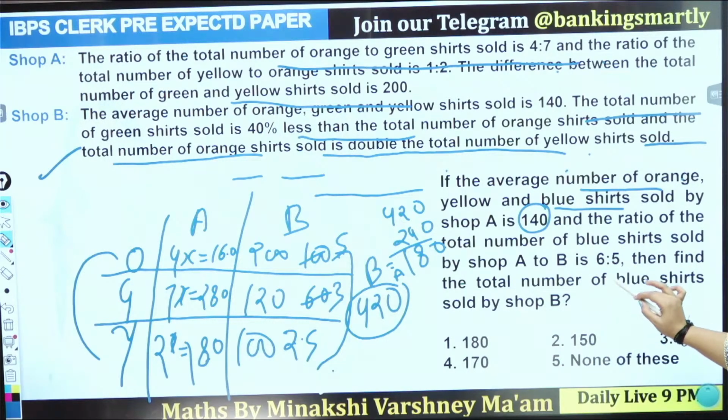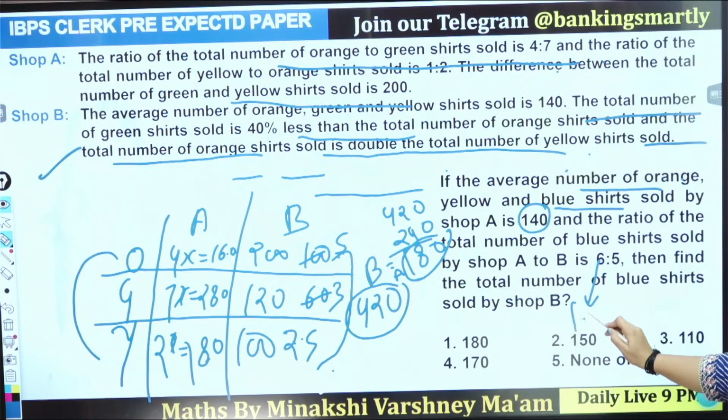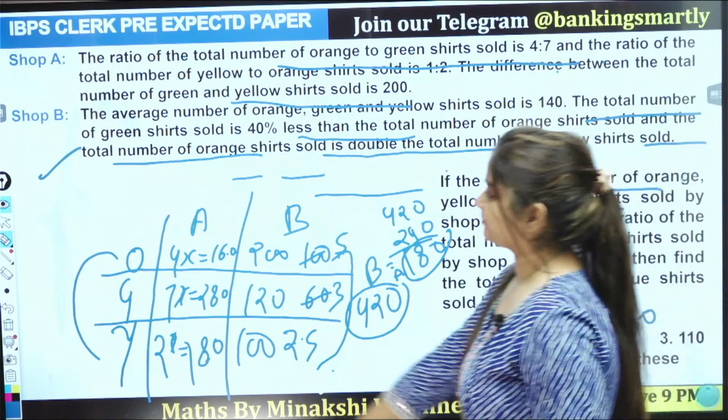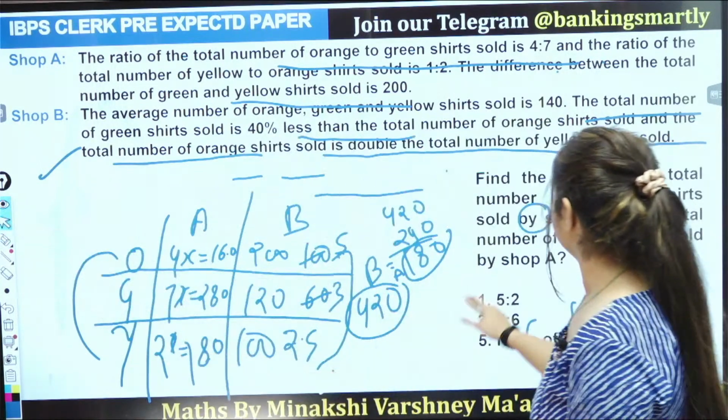Now, if the ratio of the total number of blue shirts of A to B is 6:5, then the blue shirts in A, 6 units, value is 180. 6 3s are 18, so 5 3s are 15, that is 150. That is what was asked. Option number 2 is correct. Now next one.